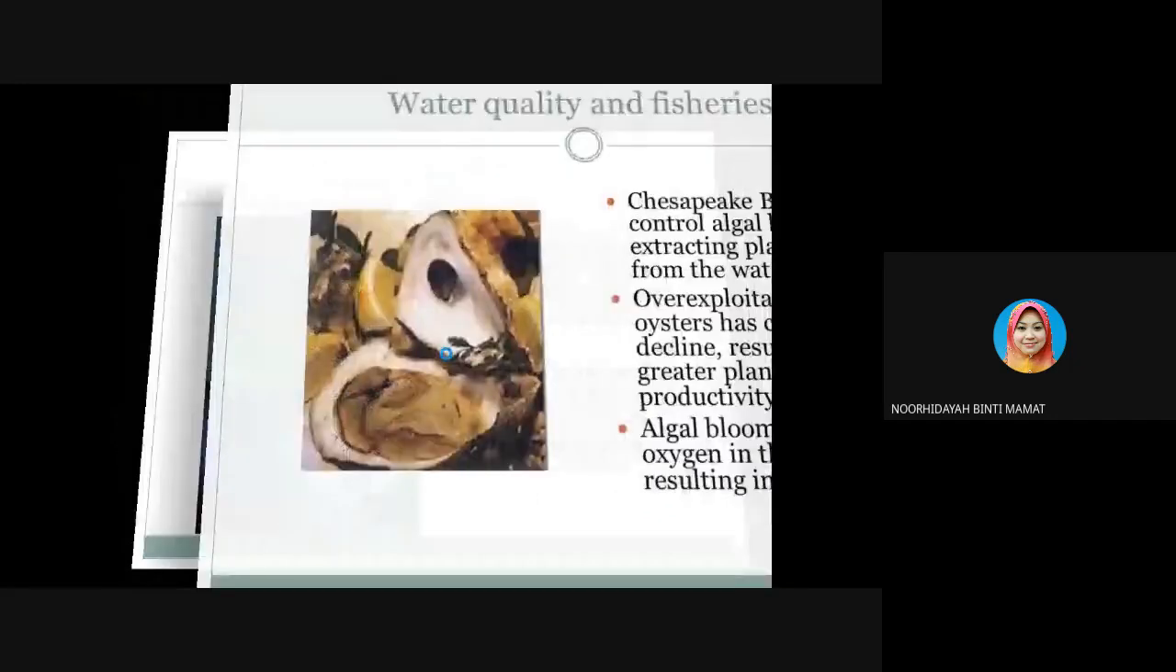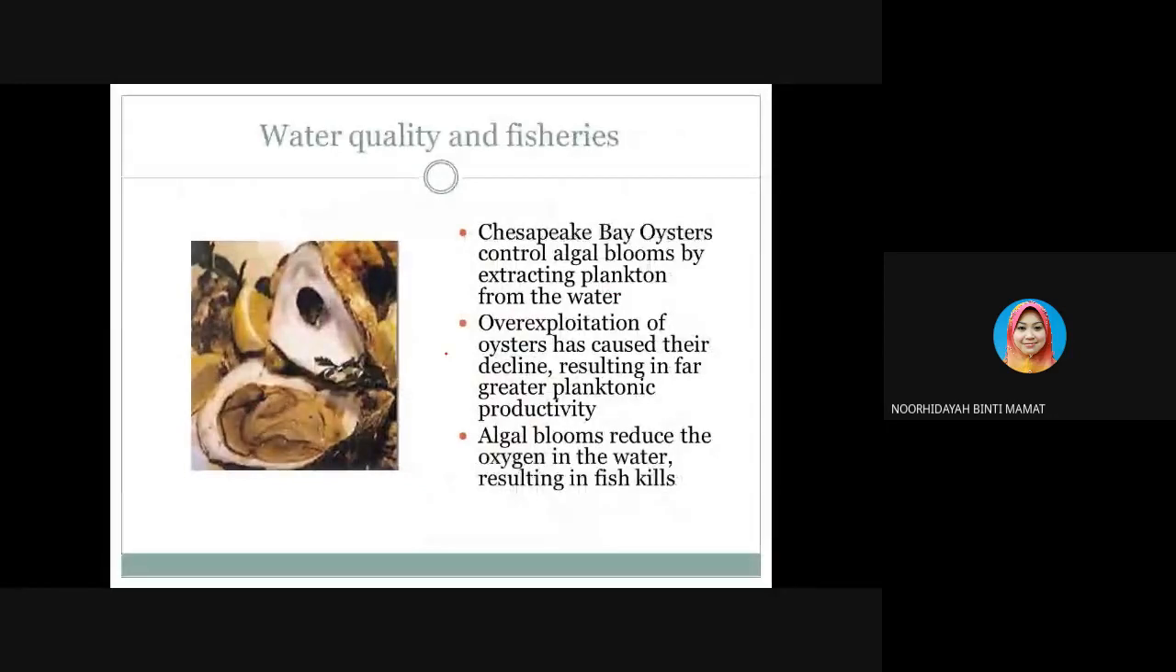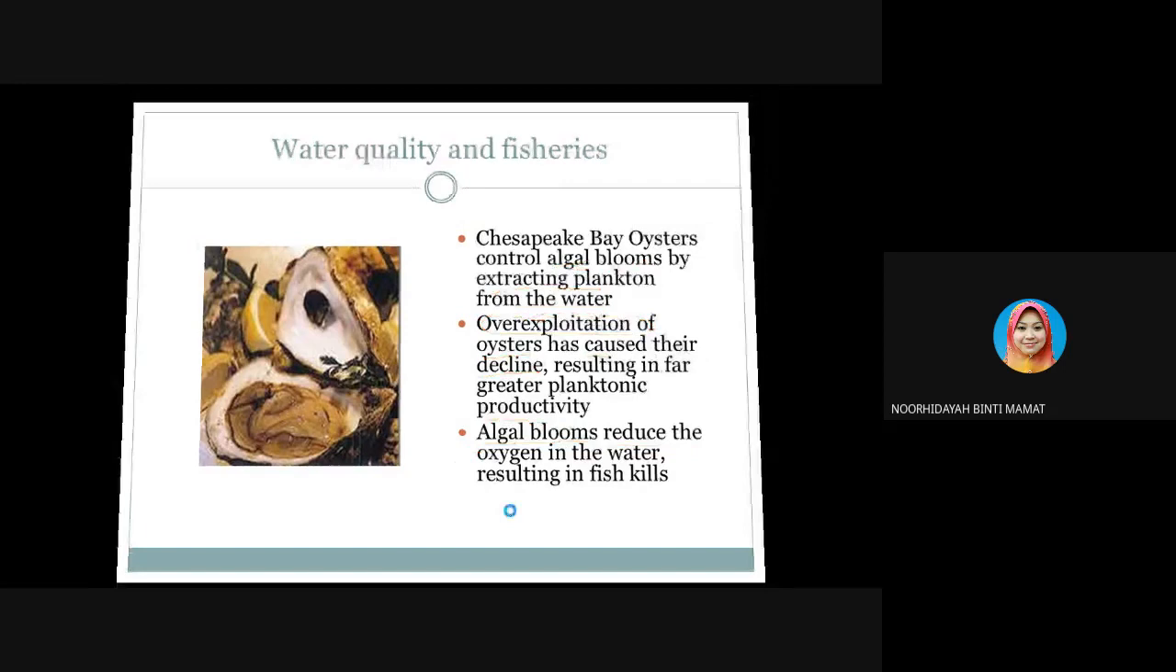So, water quality and fisheries. The Chesapeake Bay oyster can control the algae bloom that we mentioned just now by extracting plankton from the water. But overexploitation of this oyster can cause its density to decline, which results in far greater planktonic productivity. This situation is not good, because the algae bloom will reduce the oxygen in the water, resulting in fish kills.